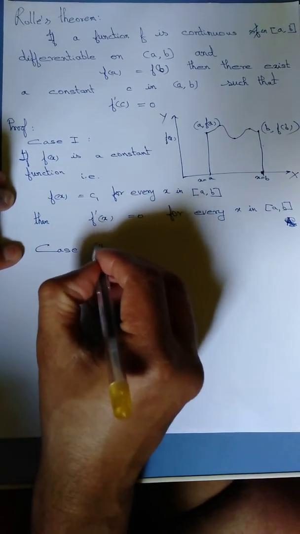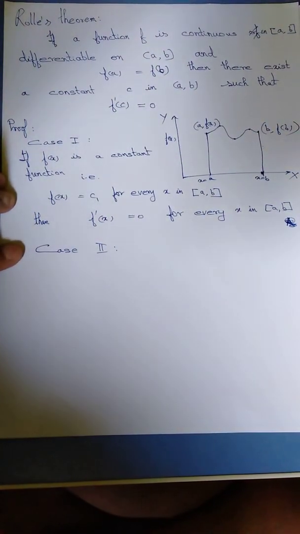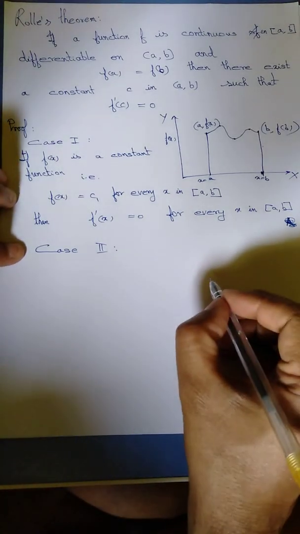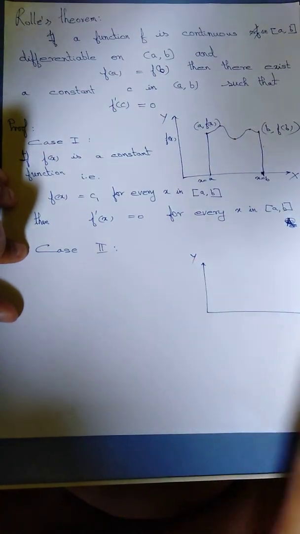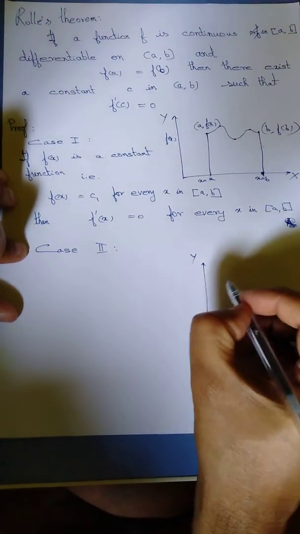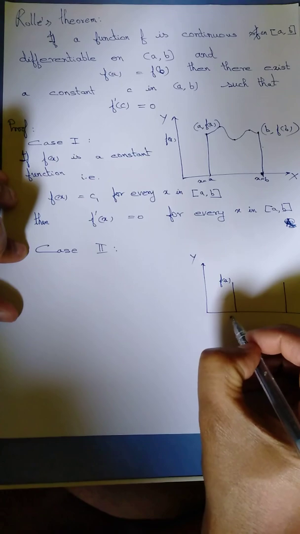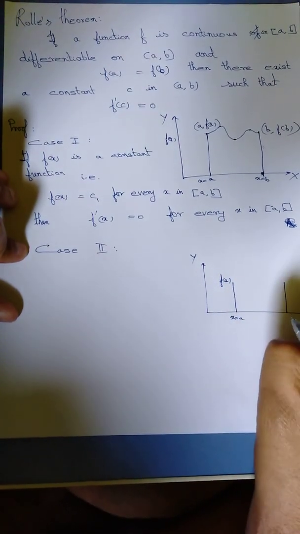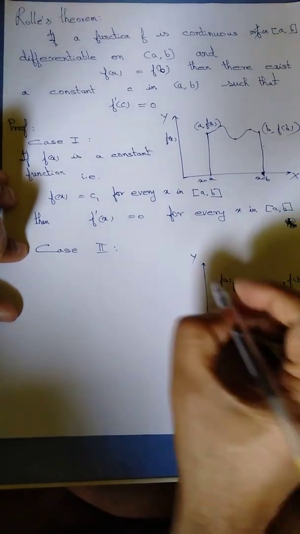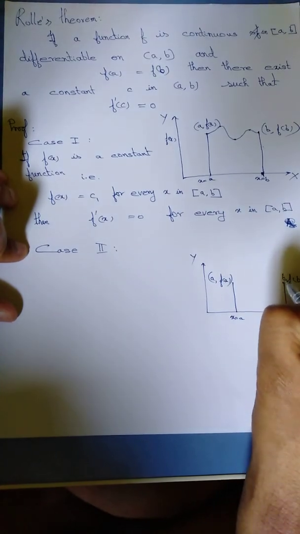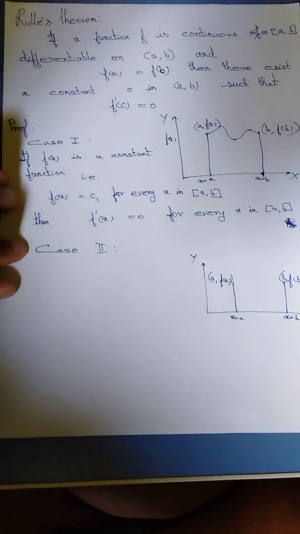Case 2. What if f(x) is not constant? Well, you have f(a) here, and when you take x equal to a, you have the graph, and here you take x equal to b, the point a comma f(a) and b comma f(b), they are of same height. Case 2, if f(x) is not constant, what can we say?